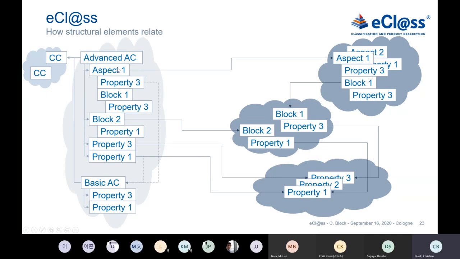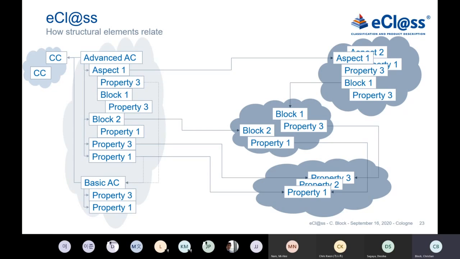And this brings me to the initial topic of this presentation and the title. So I called this presentation contextual semantics. So why? As you can see here, we have the property 3. Normally you think that is the same property. Yes, it is, but in different contexts. On the one hand, we have this property 3 on the root level of the aspect 1, and then we have it again in block 1, and we have it on the root level of the advanced application class.